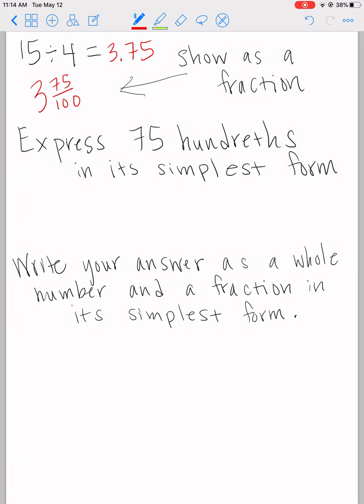And then if we were to express 75 hundredths in its simplest form, go ahead and try that. 75 hundredths in its simplest form. Three and 3/4. Write your answer as a whole number and a fraction in its simplest form. And that would be a whole number and a fraction in its simplest form.